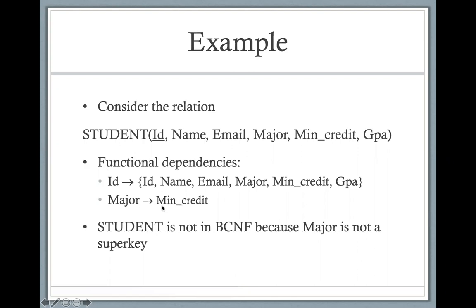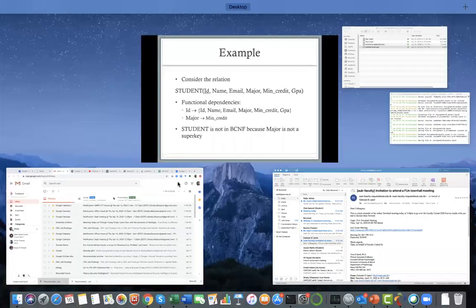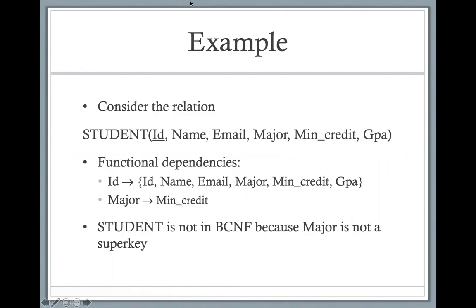Now let's look at major determines minimum credit. Is major a super key? The answer is no, because major is not unique. It's not a unique column. So major determines minimum credit is a violation of the BCNF. Any questions? You understand what I'm doing? Okay, good.